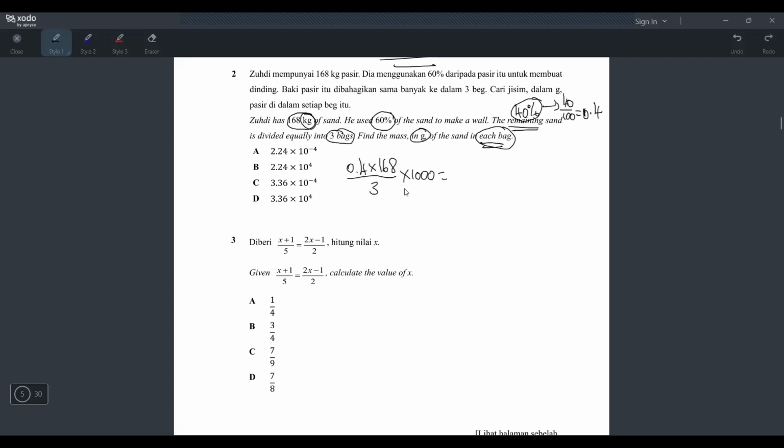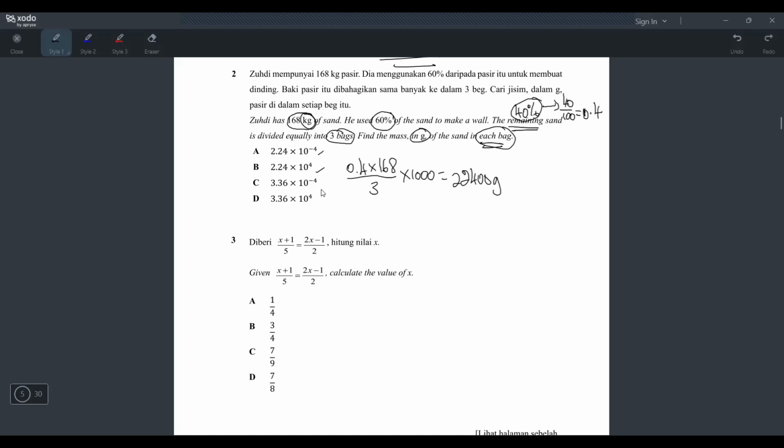Now we press all of this in my calculator. Let's press 0.4 times 168 divided by 3 times 1000. My calculator gives me 22400. So I write down, that's the answer, 22400, and this is already in gram. They want gram. So now, if you look at A, B, C, D, there is no answer. There is no answer. You know why?